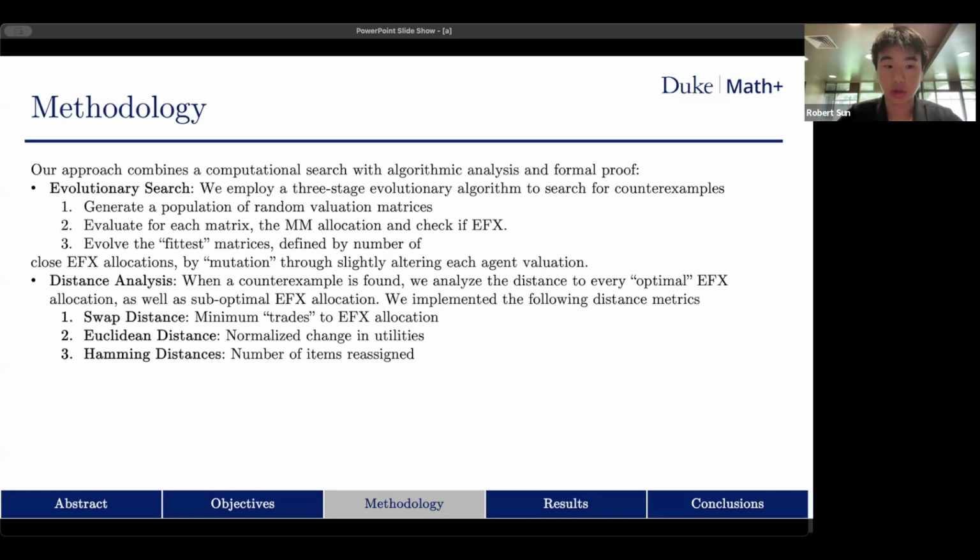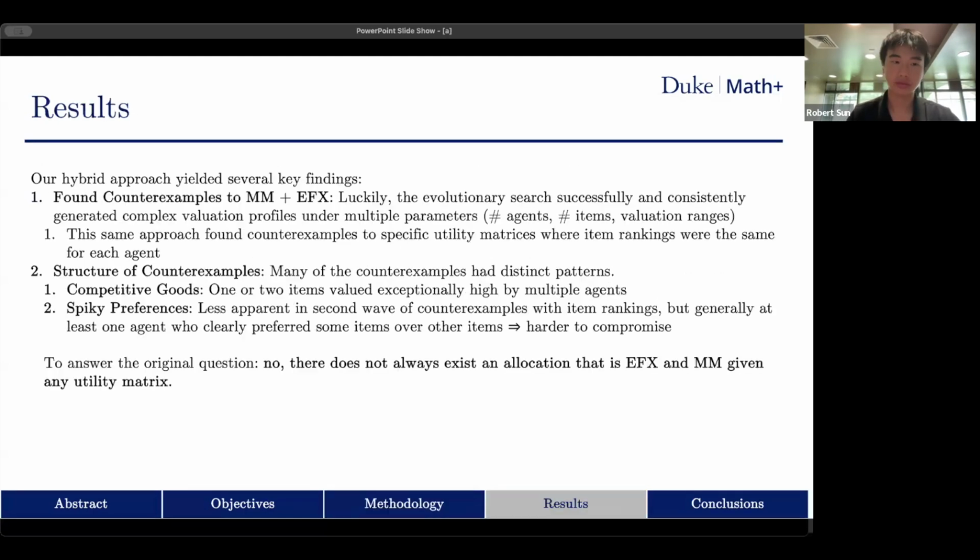And then after we do this, we'll also analyze how far away, for each matrix, their MM allocation is from any given EFX allocation. Specifically, we looked at swap distance, and this is our main comparison, but we also considered other metrics. So for our results, the most important thing was, yes, we did find counterexamples to the MM-EFX problem.